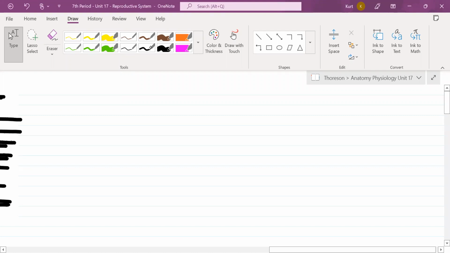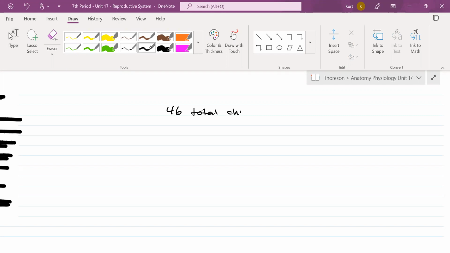How many total chromosomes does a human have? How many pairs is that? Of those 23 pairs, how many pairs do men and women have in common? Pairs 1 through 22, what are those called? AP Bio kids know that. Autosomes. What is pair number 23 called? Sex chromosomes.